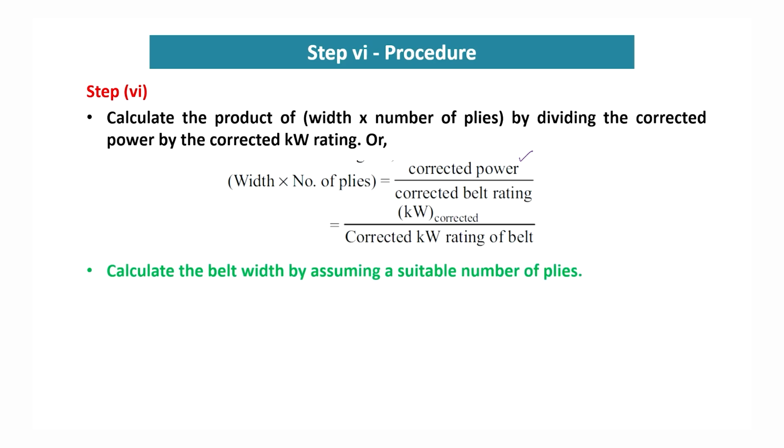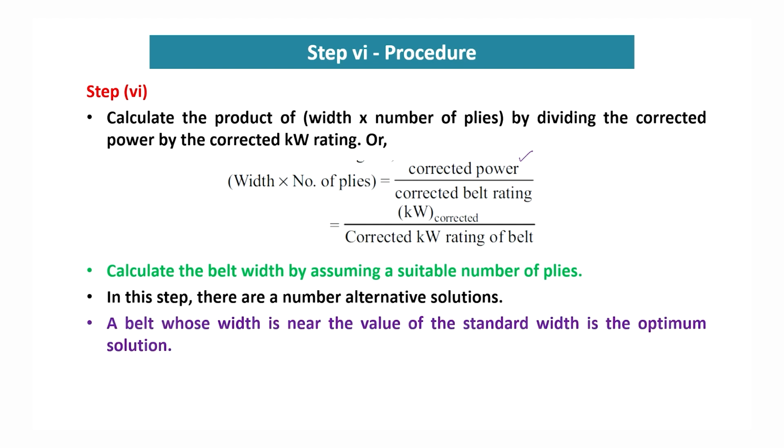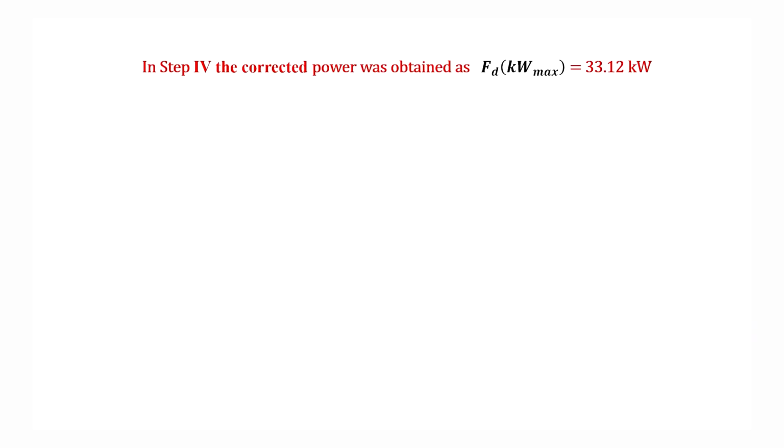Now calculate the belt width by assuming a suitable number of plies. In this step, there are a number of alternative solutions. A belt whose width is near the value of the standard width is the optimum solution. For this belt, select the standard belt width. The corrected power obtained in the previous step was 33.12 kilowatt.